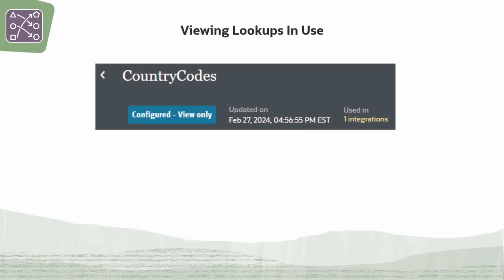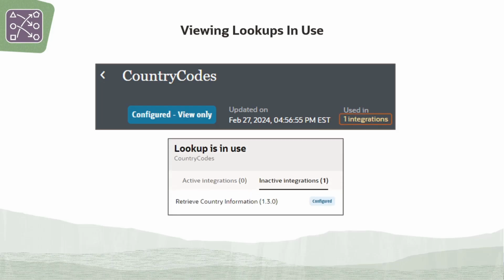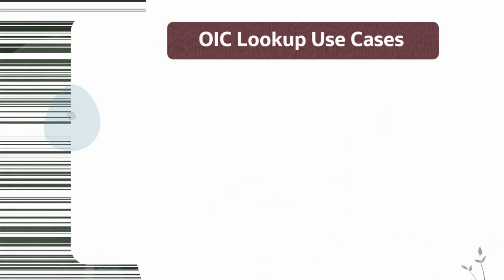Well, once you've completed and saved your integration, you can navigate over to the lookup pane to view your lookup. Notice that it shows it as being used by one integration. And when you click that link, it opens this pane to show the list of integrations that are using this lookup, even those that are not currently activated, as in this example.